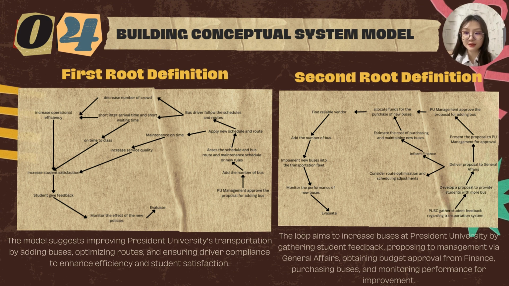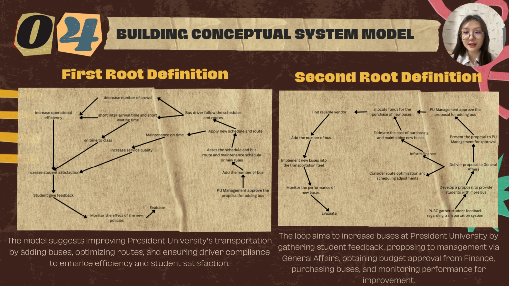As this improvement takes effect, the model predicts a reduction in waiting times, overcrowding, and operational inefficiencies, leading to a smoother and more satisfactory transportation experience for students. Now on the right side, you can see the second root definition, and it outlines a structured approach to address the need of increased buses by the allocation of budgetary resources.